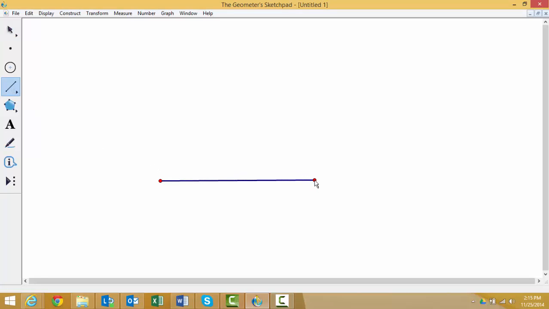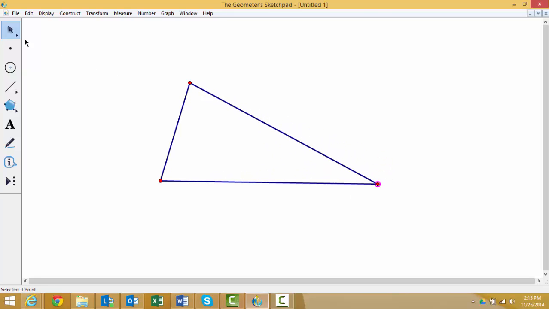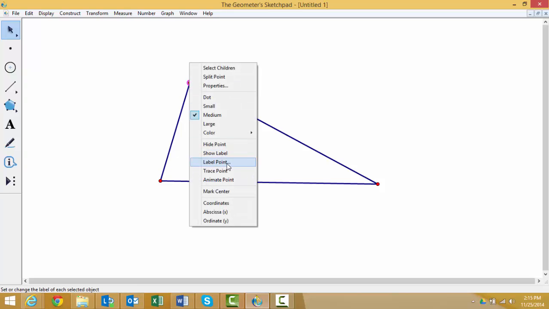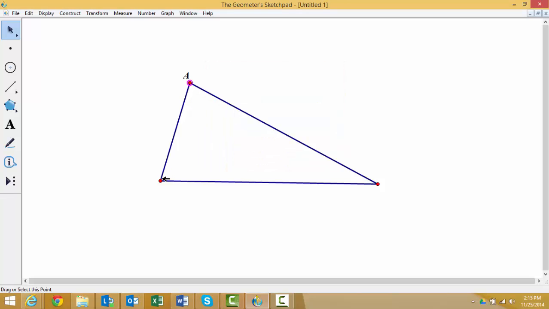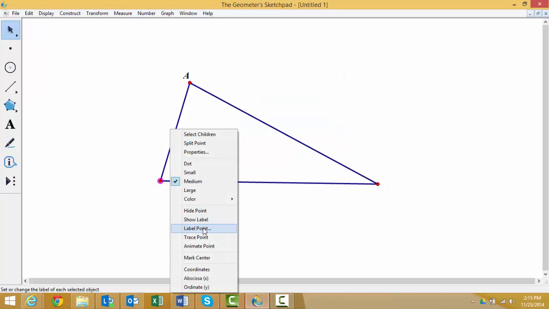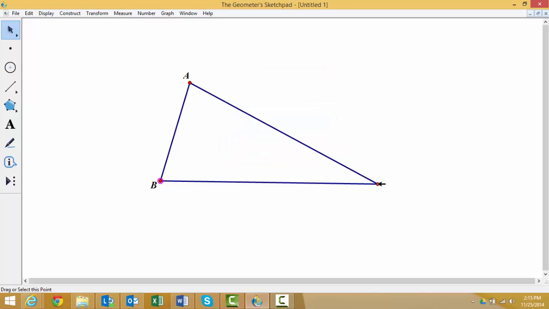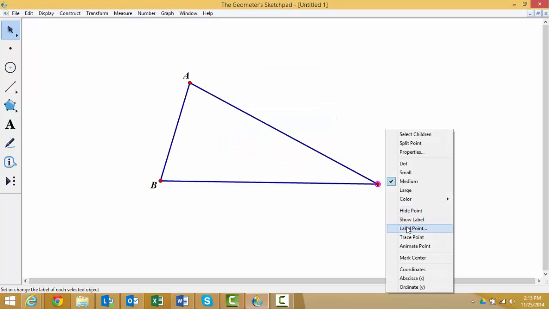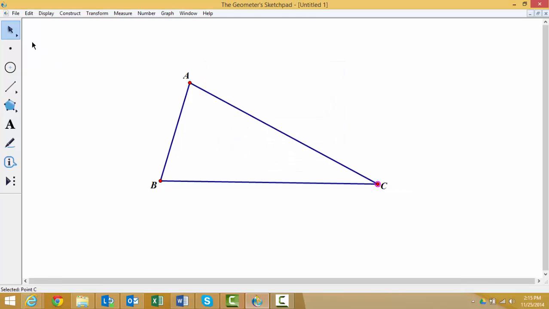Start with the segment. Okay, and unselect, and then another segment. Okay, unselect, and then another segment. Okay, so we've got a triangle. Let's just make that a long triangle like that. So let's call this point A, and I take this point, that point is B, take this point, and that's C. So triangle ABC.